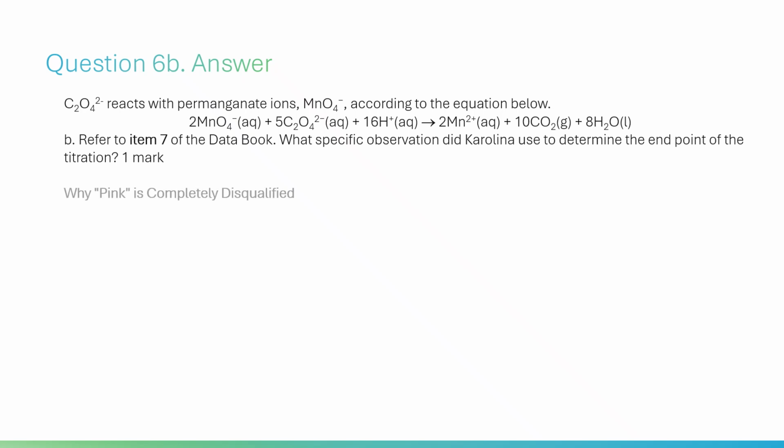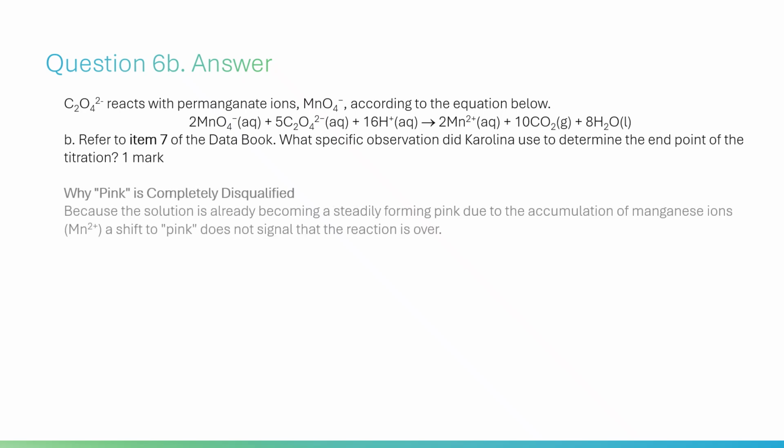Why is pink completely disqualified? Because the solution is already becoming a steadily forming pink due to the accumulation of manganese ions. A shift to pink does not signal that the reaction is over.